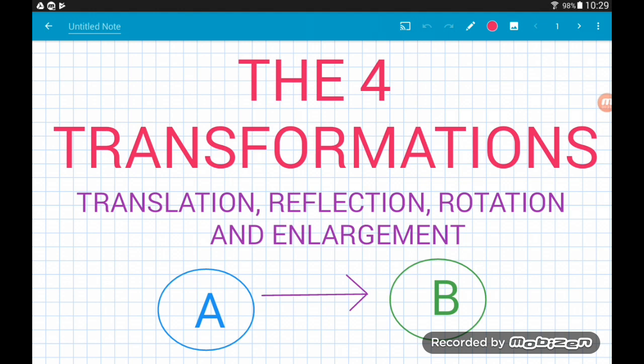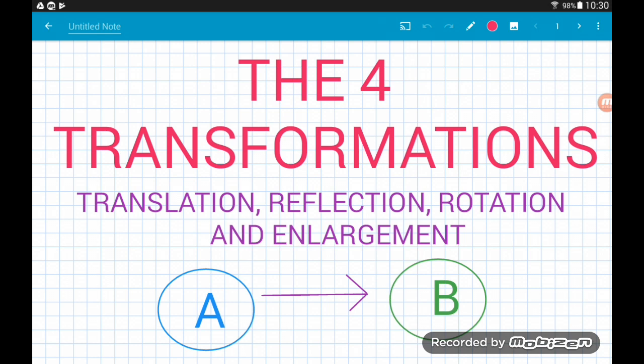With transformations, we really need to know how to perform the transformation and also how to describe the transformation when it's already happened. Each of the 4 transformations, translation, rotation, reflection and enlargement, will at least get 2 of their own videos. The first of which will probably be on performing the transformation, the second of which will be on describing the transformation when it's already happened.